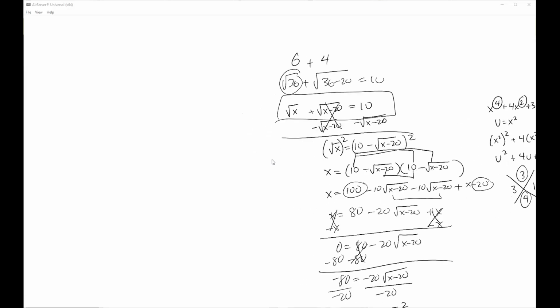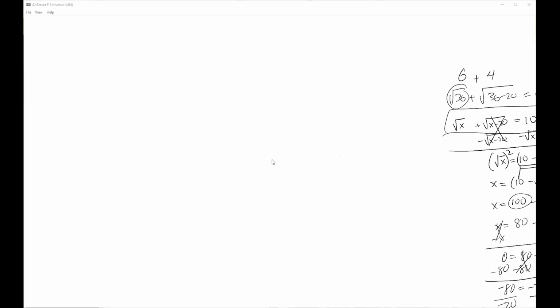Last problem will be the absolute value. It will be absolute value of x plus 1 equals x squared minus 5. Remember to make one positive and one negative.